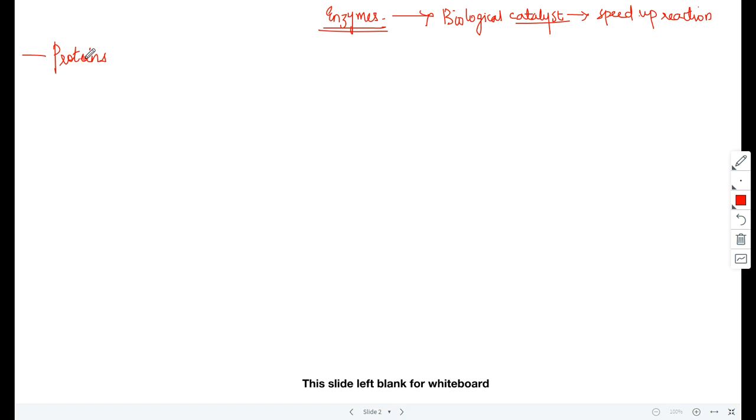Now these are enzymes. Enzymes are proteins and they function as biological catalysts. They speed up a chemical reaction without being changed. Catalysts in general speed up the reaction and do not change anything, right? Now these enzymes have a lock and key hypothesis. So first we'll see about that.